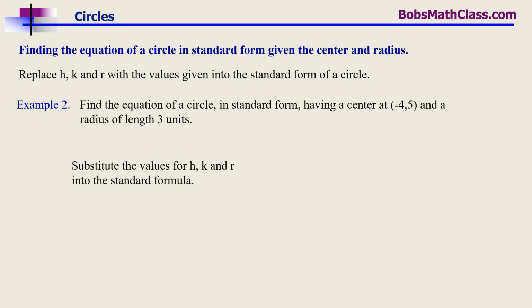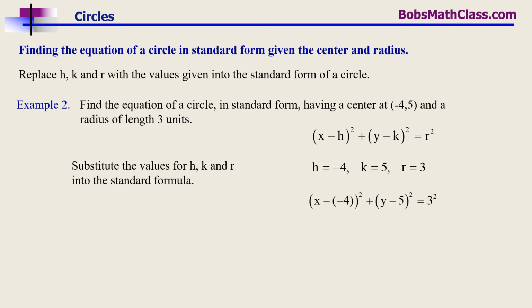Okay, so we're going to substitute h, k, and r. Here's our standard form. The -4 and 5, that's your h and k. And then the r is 3. So remember, h is the x value, k is the y value of our center. All right, plug those in. So it's x minus -4 squared plus y minus 5 squared equals 3 squared.